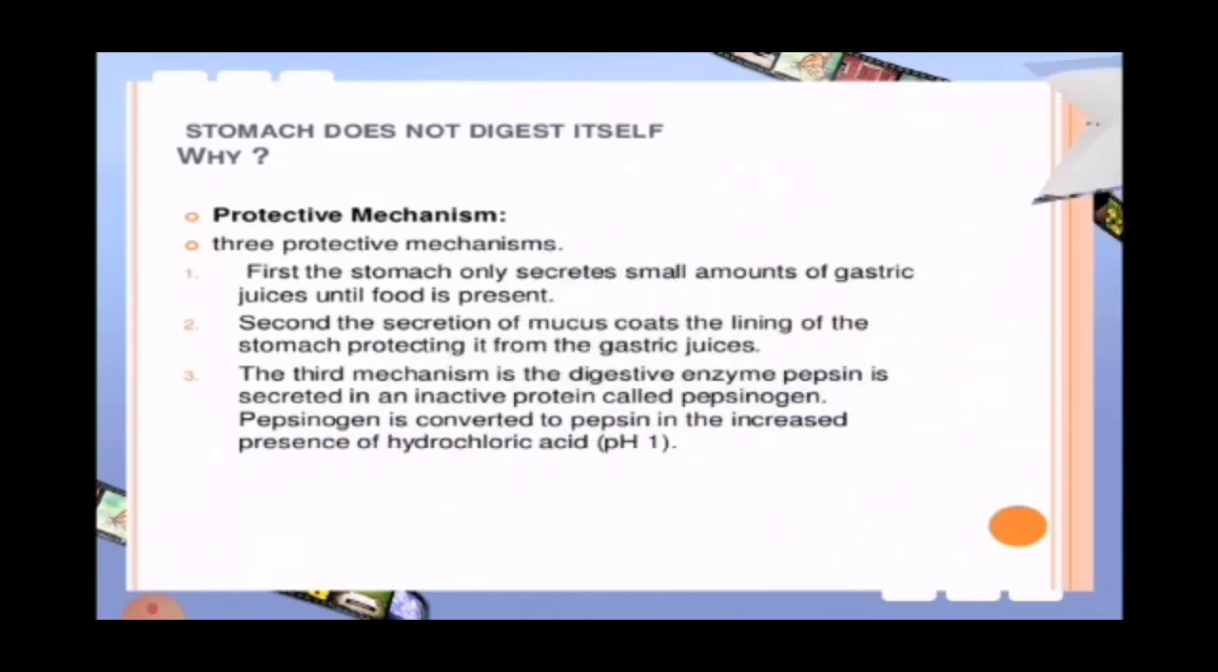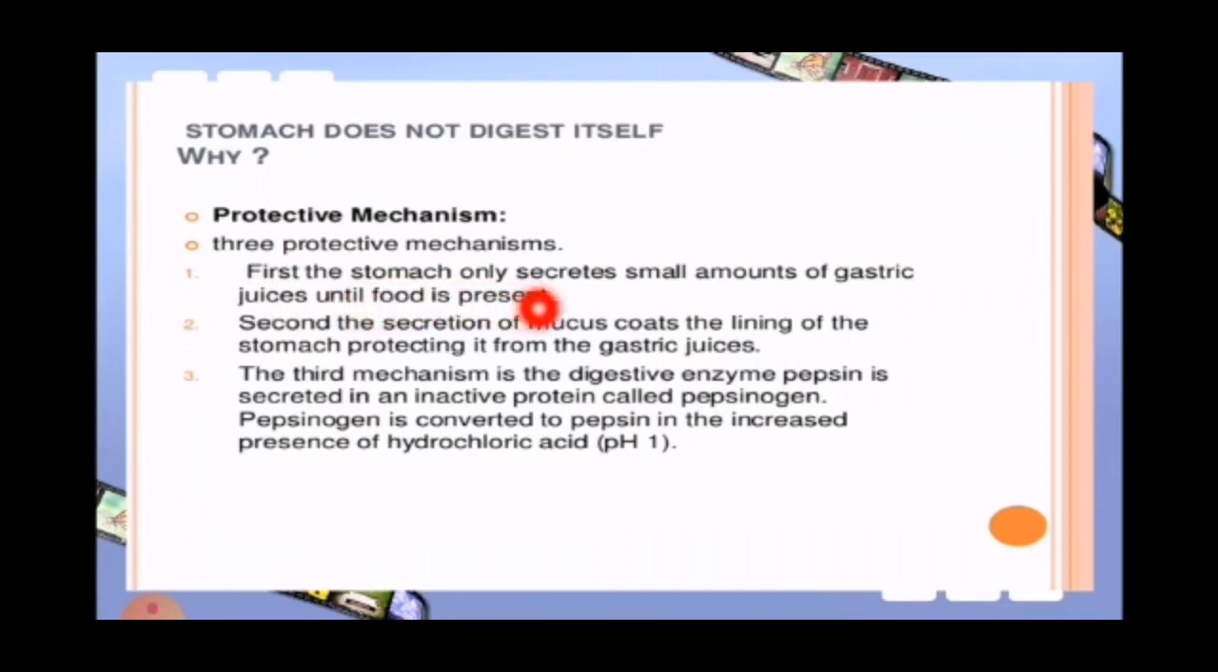Now the question is, why does the stomach not digest itself? Because it contains a protective mechanism. When we say that there is an acidic medium in the stomach, a great amount of gastric juices is going to be released here, so why can't these juices digest the walls of the stomach? Because it contains a protective mechanism. What is the protective mechanism?